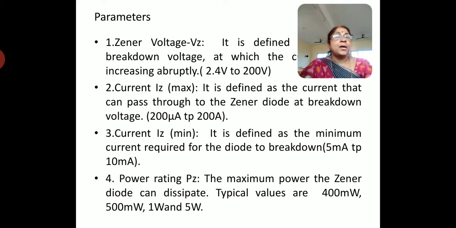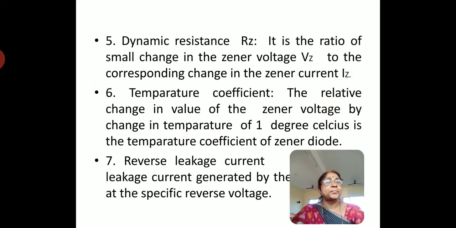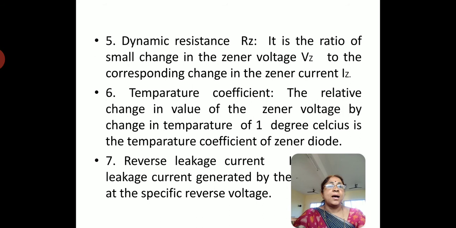And now, power rating Pz of the Zener diode. It is the maximum power the Zener diode can dissipate, and typical values of power are 400 milliwatt, 500 milliwatt, 1 watt, and 5 watt. And then dynamic resistance Rz. It is the ratio of a small change in the Zener voltage Vz to the corresponding change in the Zener current Iz. This is the dynamic resistance Rz.